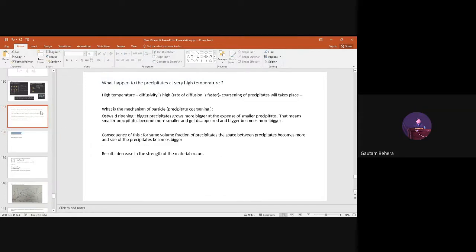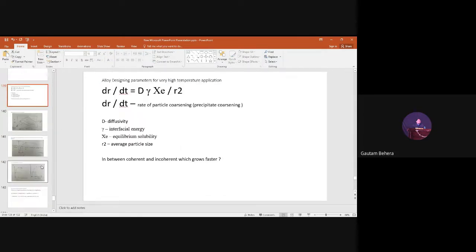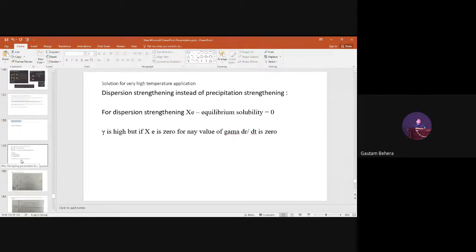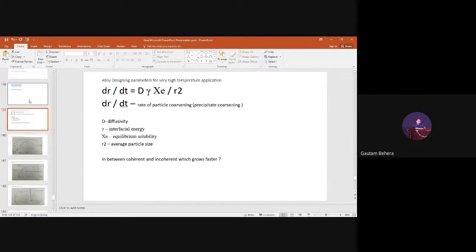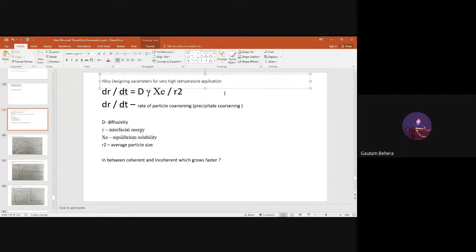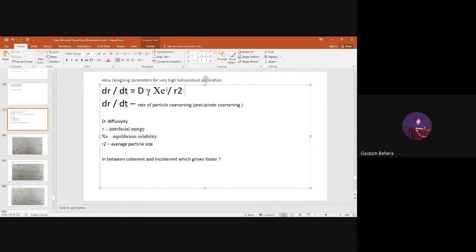Before moving into that topic, we'll see the alloy designing parameters for high temperature applications. When the service temperature is very high, what should be the designing parameter? This is your designing parameter, dr/dt. Here r is the size of the particles, t is the time. So here it is the rate of particle coarsening.